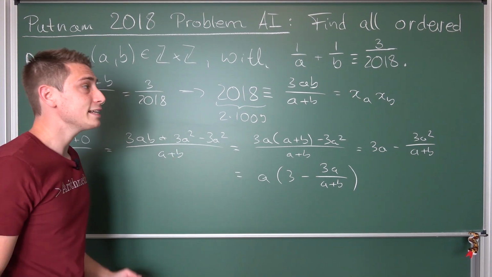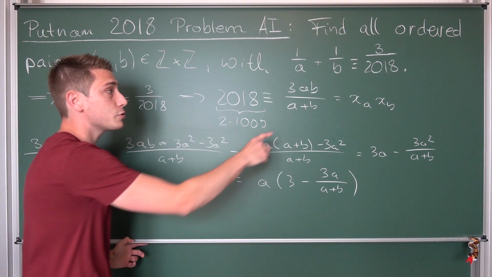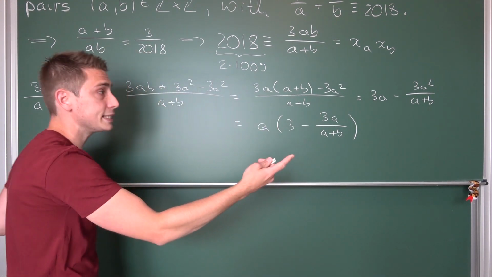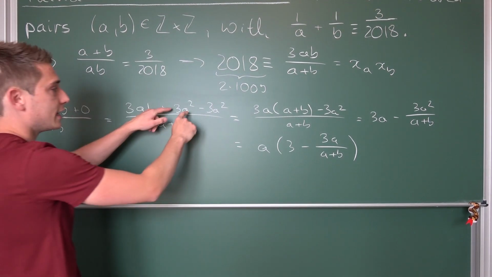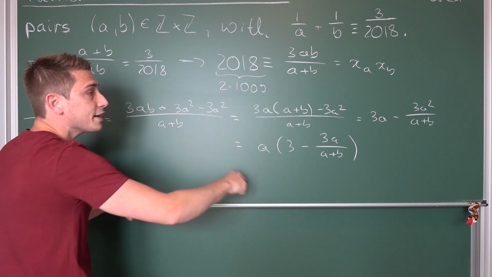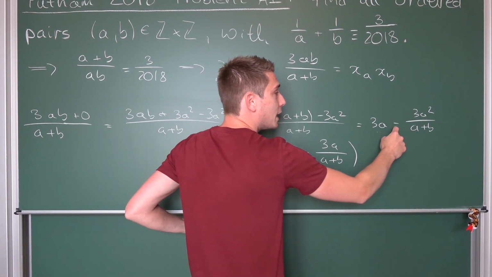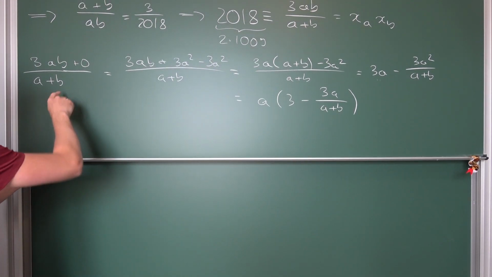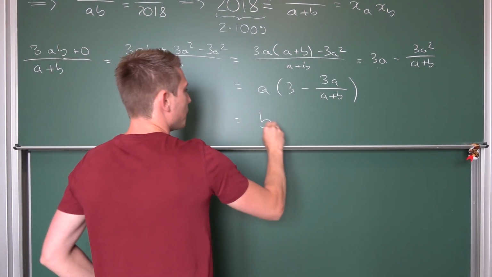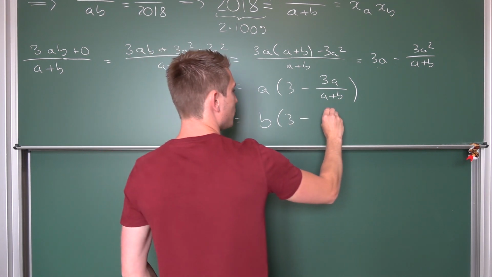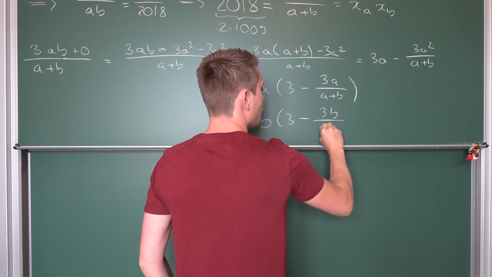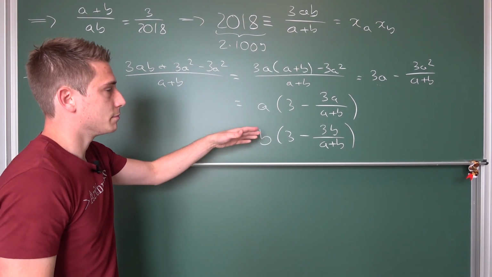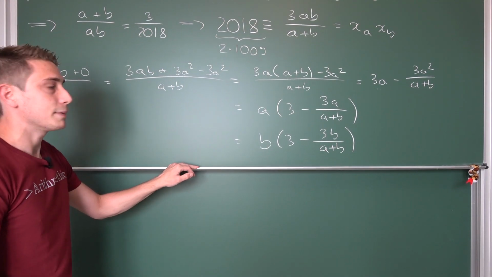And also don't forget, our problem is completely symmetric in a and b, meaning what we did here for a can also be done using b. So what we would need to add is 3b squared minus 3b squared, and then we would get 3b minus 3b squared over a plus b. So let us write it out. So this thing is actually also equal to b times 3 minus 3b over a plus b. Okay, problem is symmetric. This is nice and Gucci, but how does this help?